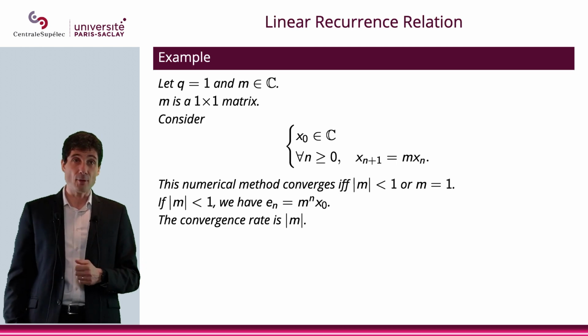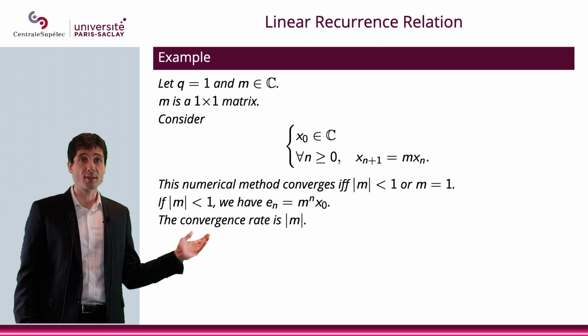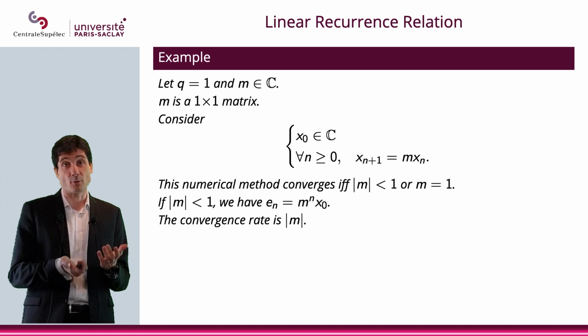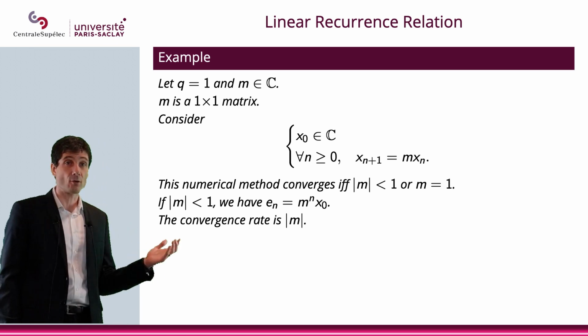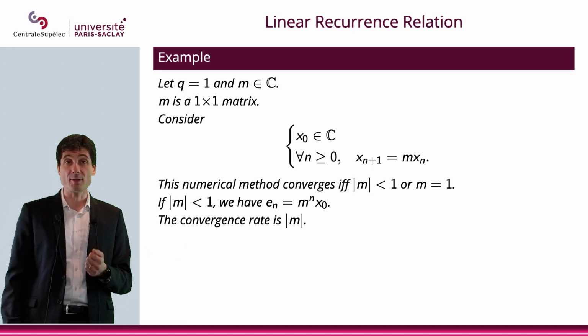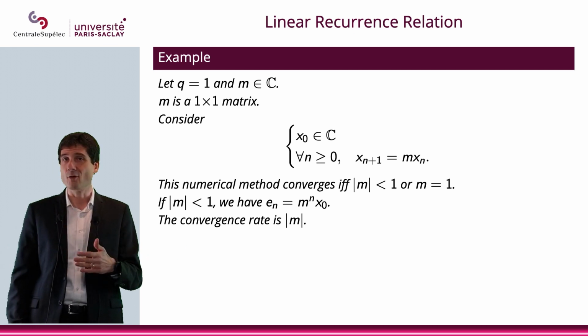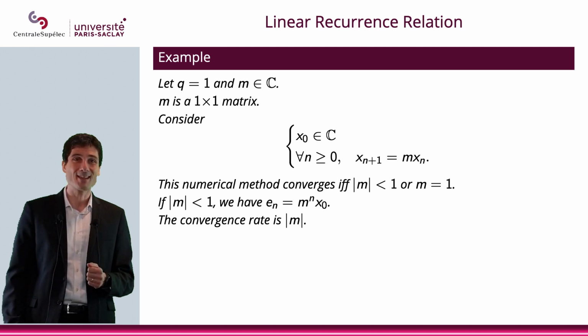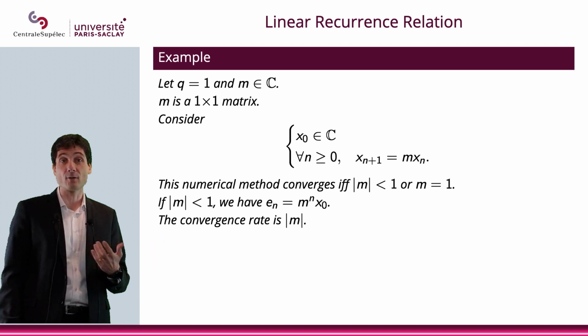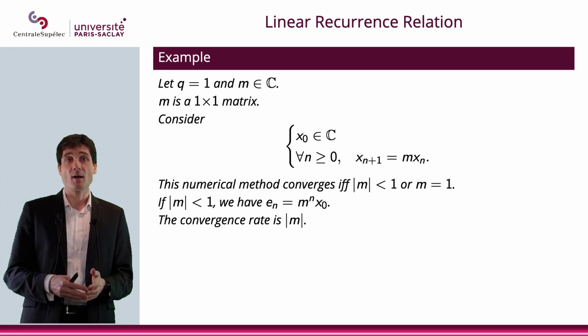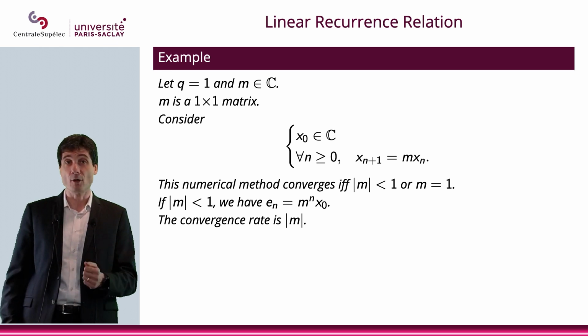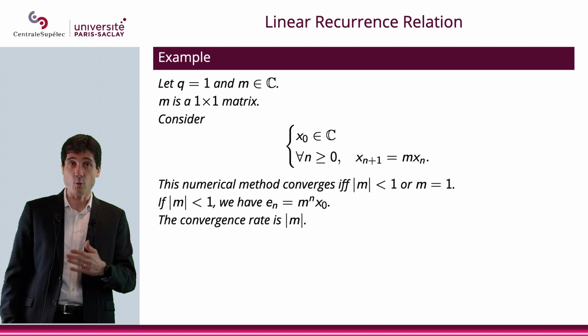Let me give you an example. Very simple example. You consider Q equal 1. In other words, the matrix is really a scalar number. So what you consider is Xn+1 equals M xn, something you know very well. It's called the geometric sequence. And the numerical method will converge if and only if the absolute value, the modulus of M, is strictly smaller than 1, or equal to 1.